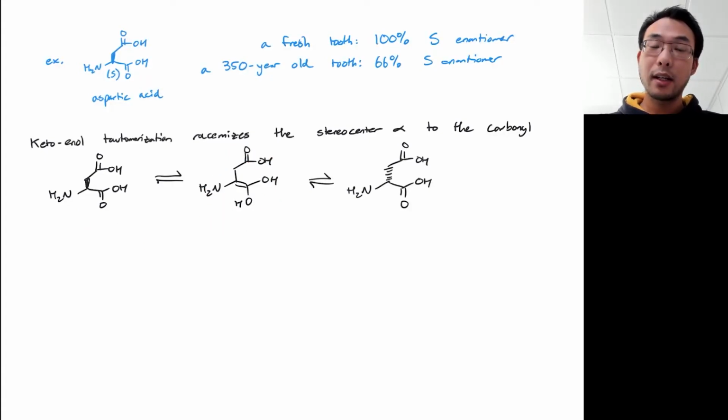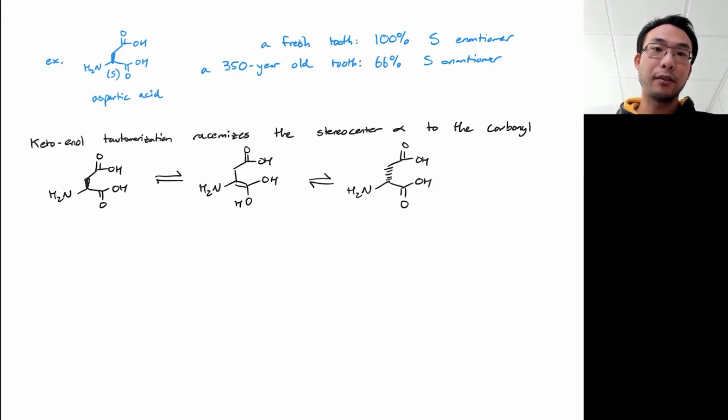And then when it goes back to the keto form, then it has two possibilities because we've made a planar carbon here. We've turned this stereocenter, which is an sp3 carbon, into this planar sp2 carbon. And so during that keto enol tautomerization back to the keto form, we can either protonate from behind to get back to the original enantiomer, or we can protonate from above the plane of the screen, getting us to the other enantiomer.